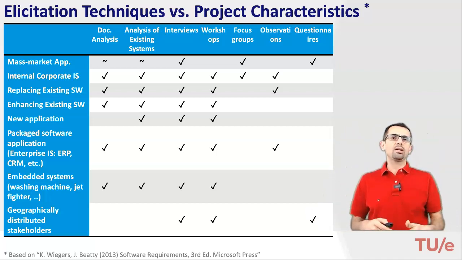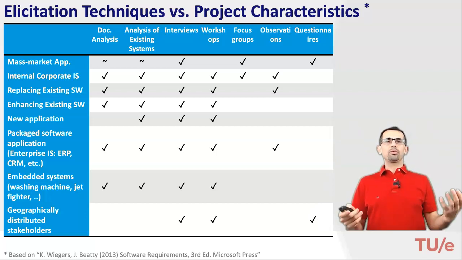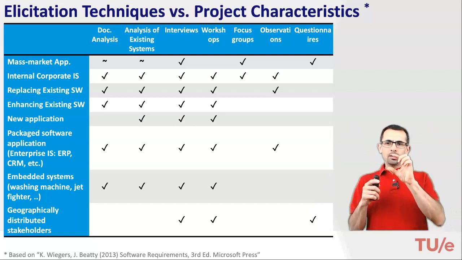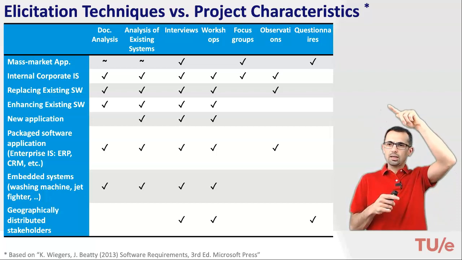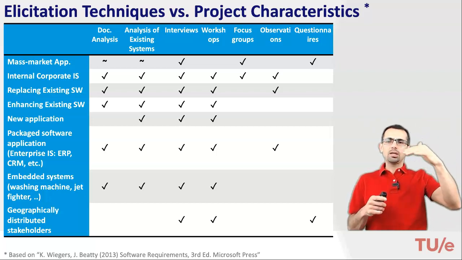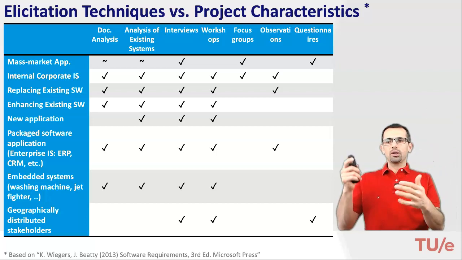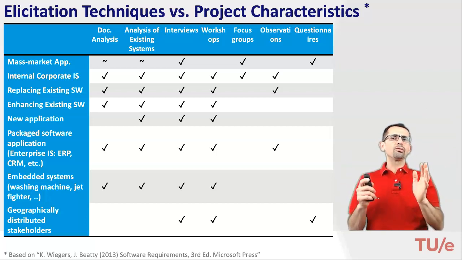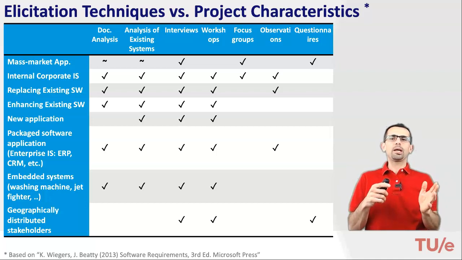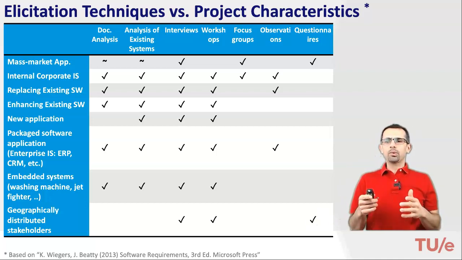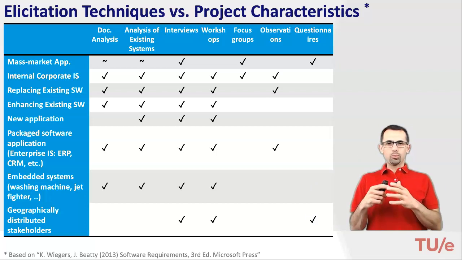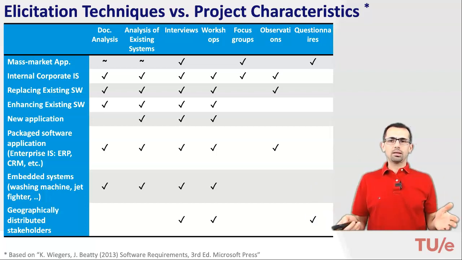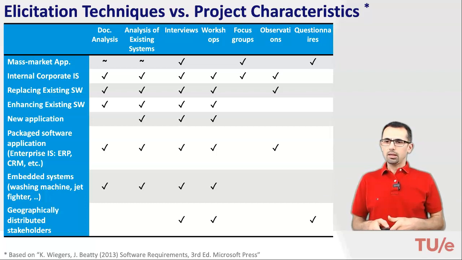There are different types of settings that you can imagine for a particular software development project, and we'll be focusing on techniques like document analysis of existing systems. At least, I wanted to give you an overview of which of these techniques are a little more applicable than the others. One striking thing you can notice is that interviews are valid elicitation techniques for almost all types of settings. That's number one.